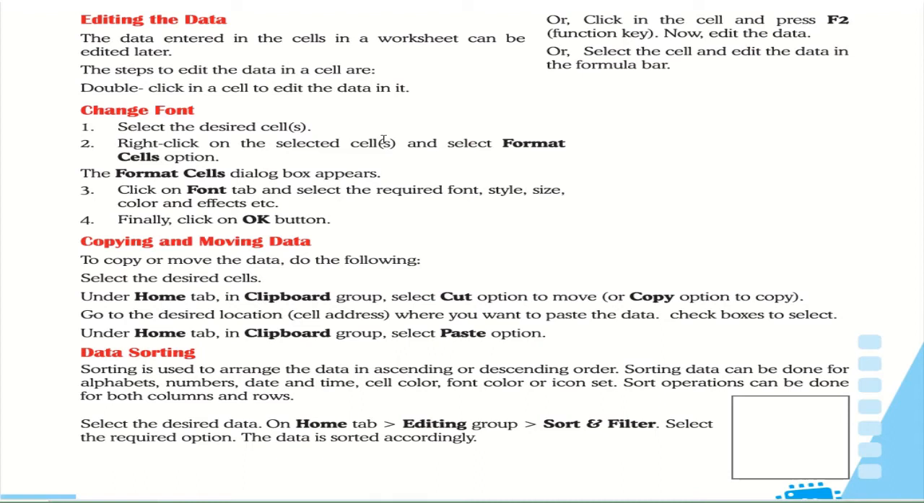Next is editing the data. The data entered in a cell in a worksheet can be edited later. Double click in a cell to edit the data in it. Next is changing the font. Select the desired cell, right click on it, then select the format cells option. When the format cells dialog box opens, click on the font tab and select the required font style, size, color and effects, and then finally click on the OK button.